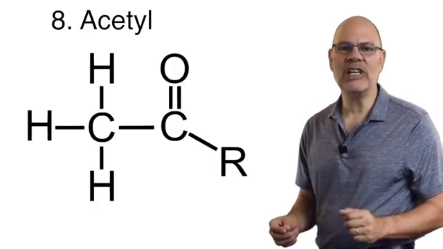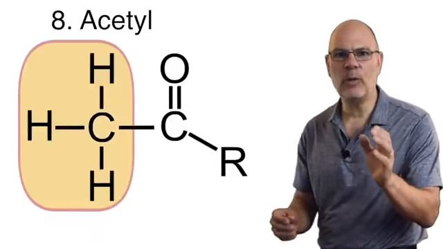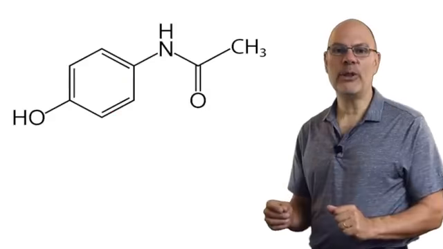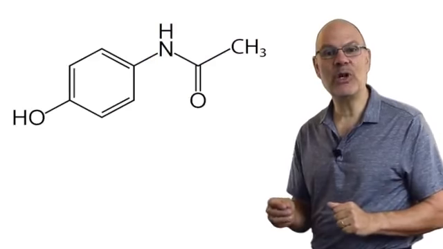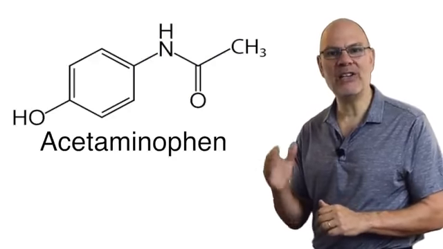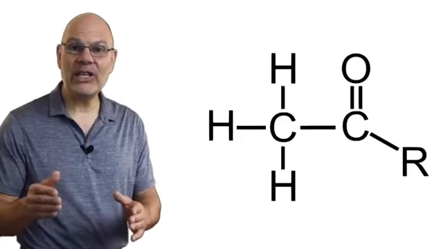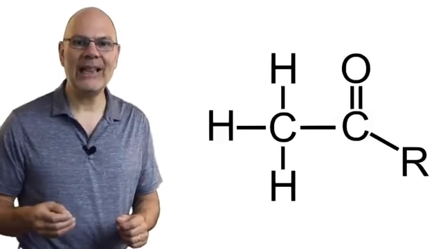Finally, here's an acetyl group. It consists of a methyl group bonded to a carbonyl. Take a look at this molecule. This piece over here is the acetyl group. This molecule is known as acetaminophen, better known as Tylenol. Adding an acetyl group to a molecule is called acetylation.